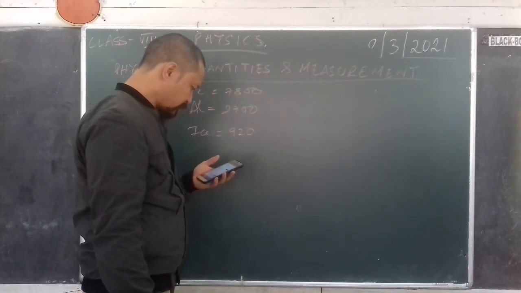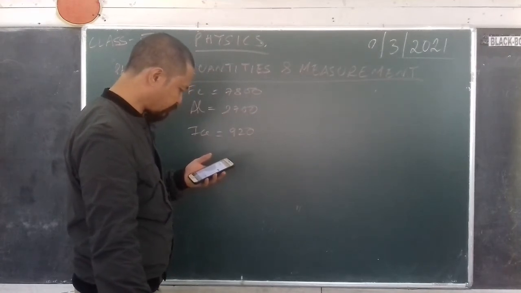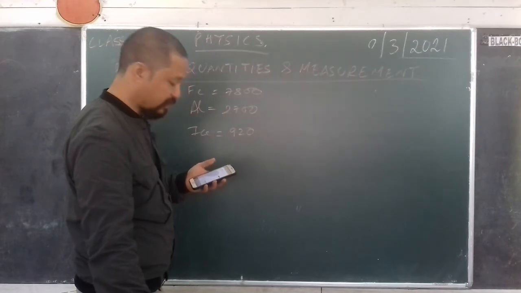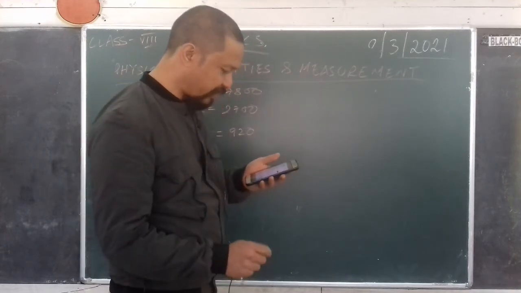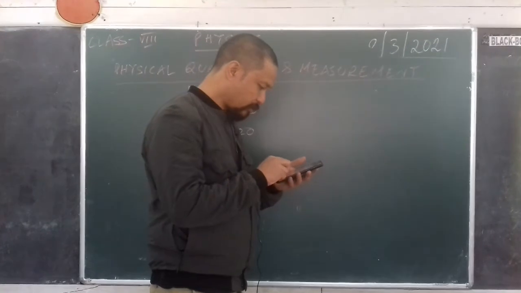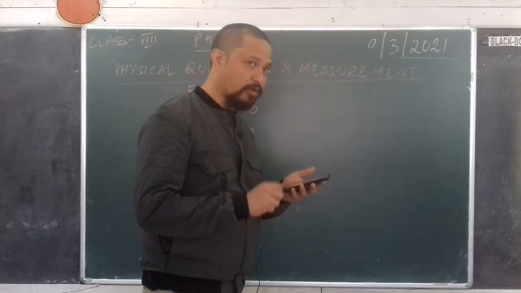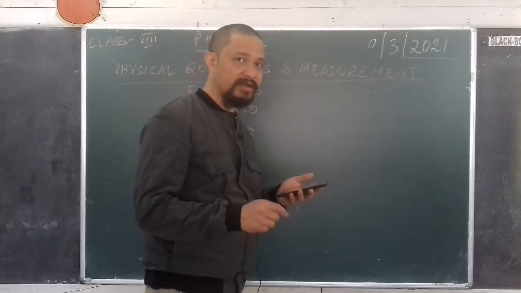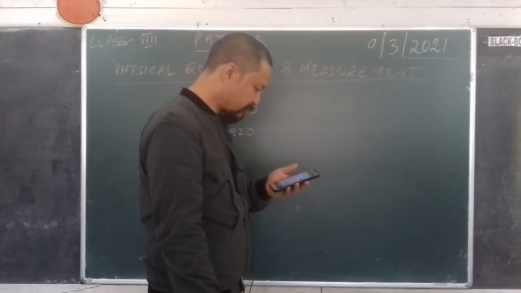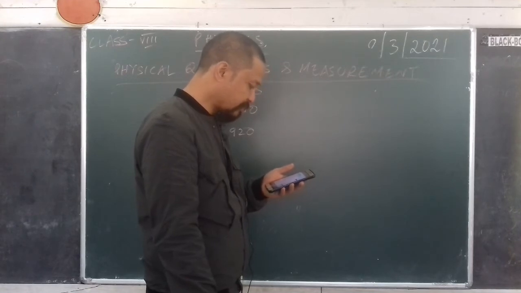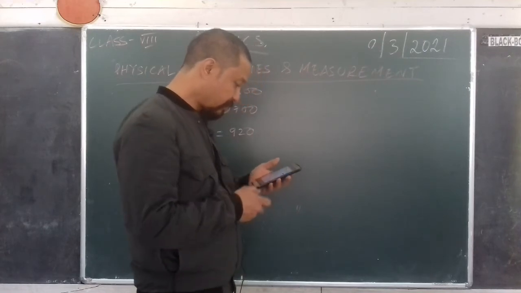So in order to avoid confusion, scientists compare the densities of most substances to the density of water at 4 degrees Celsius. This is called the relative density of a substance. The definition given in the book is: the relative density of a substance is defined as the ratio of the density of the substance to the density of water at 4 degrees Celsius. Understood? So whatever substance you find the relative density of, you have to compare that with the density of water at 4 degrees Celsius. Another term used for relative density is also specific gravity.